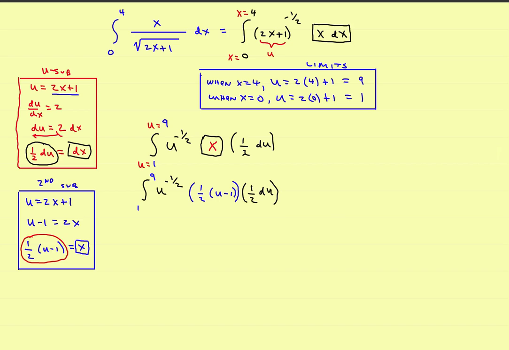Okay, now I actually finished through with the integration. Now it's just a matter of solving this. So what this is going to be, first of all, I'll take 1/2 times 1/2 is 1/4. That's a constant, so I'll bring it out in front. So this will be 1/4 of the integral from 1 to 9 of u to the negative 1/2 times u minus 1 du.